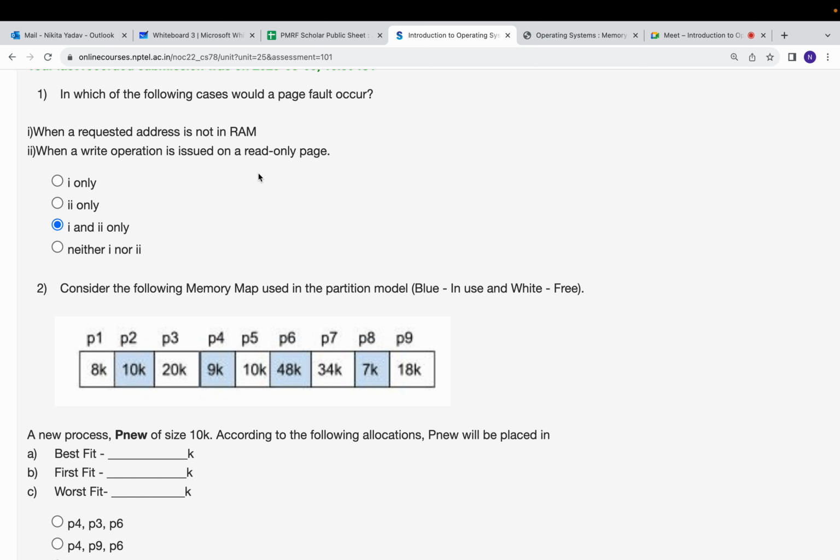Okay, right, ma'am. It's true. Because the read-only page is indicated by the bit, that it is a read-only page. So we can also change it into a write operation. The OS sets the permission, so that the page fault can occur. Yes, ma'am. True. Thank you, ma'am. Any other questions?